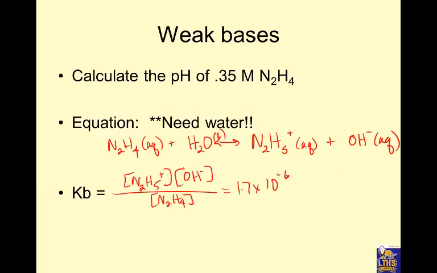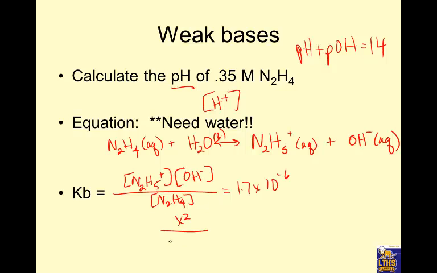All right, so what are we trying to find here? We're trying to find pH. pH comes from H+. But guess what we have in here? OH minus. All right? But pH plus pOH equals 14. So we can do a lot of things, but we can't get H+ out of this. We can only get OH minus out of this. But you solve it the same way.